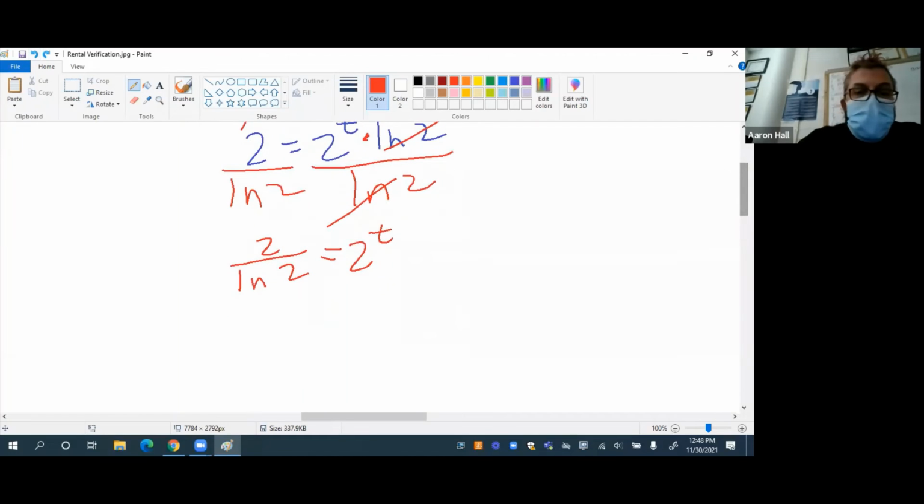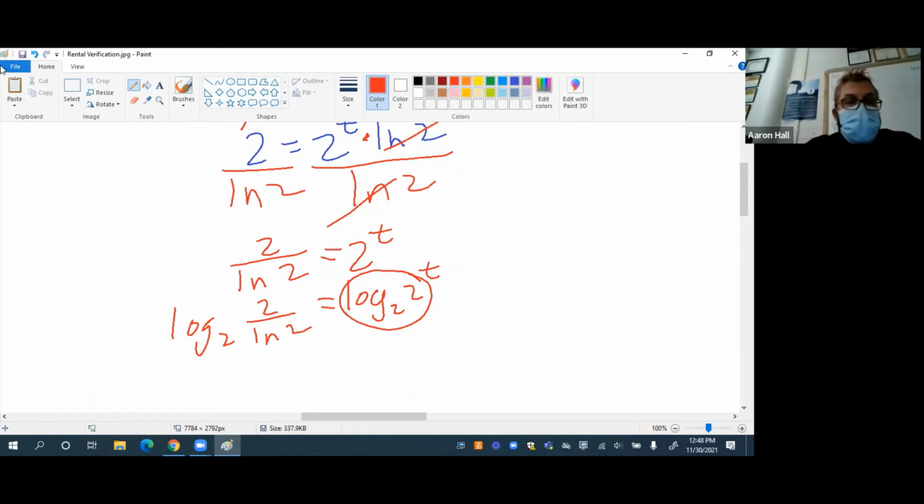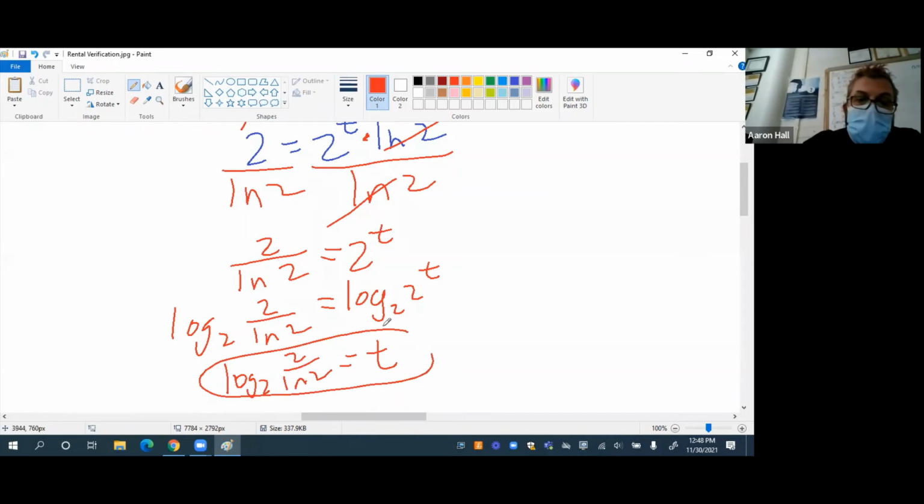If we do log base 2 to both sides, I have log base 2 of 2 to the power of x equals log base 2 of 2 over ln of 2. These are inverses, leaving me with x by itself. So there you go. So, not x, t. T equals log base 2 of 2 over ln of 2.